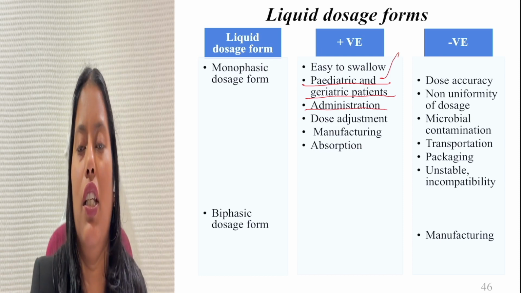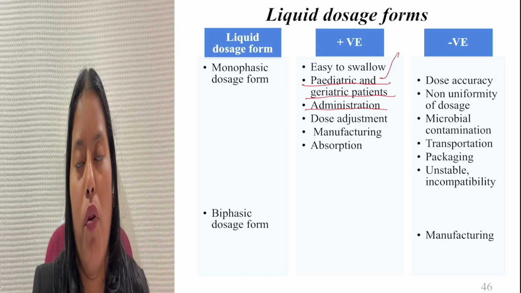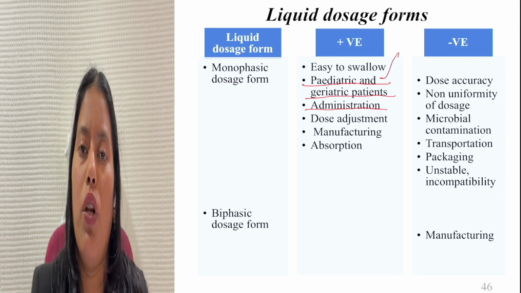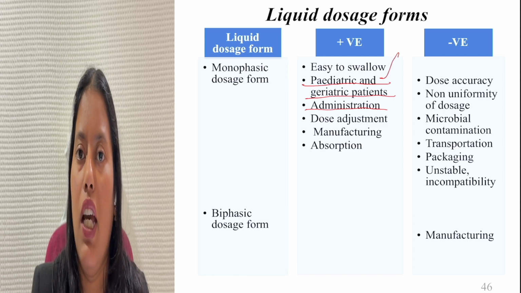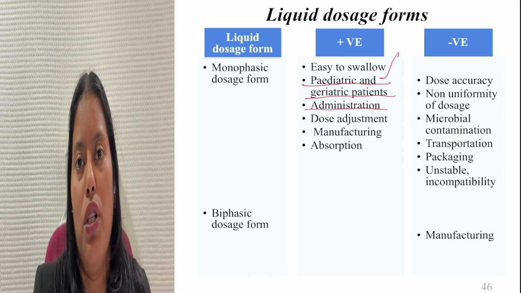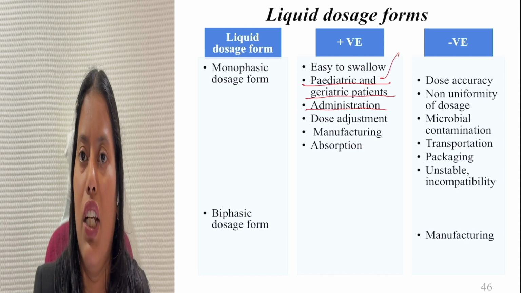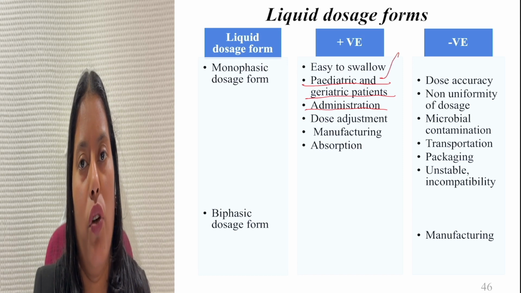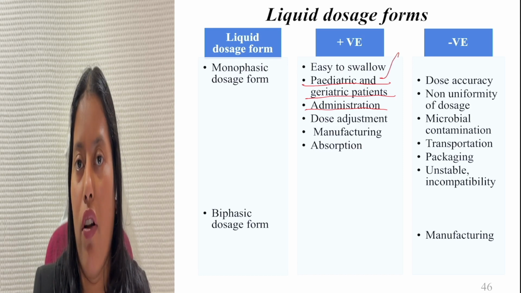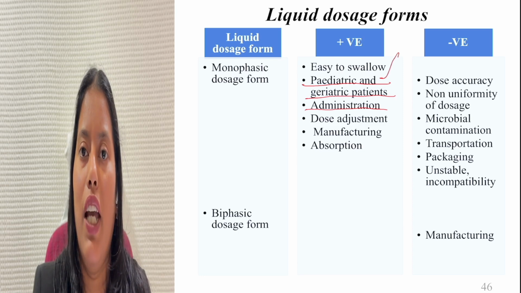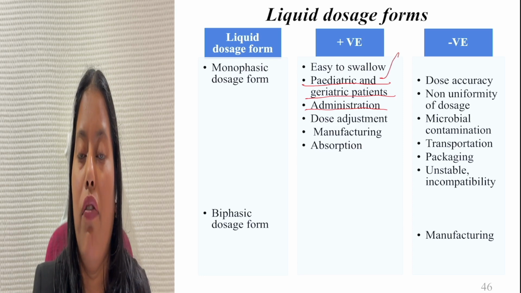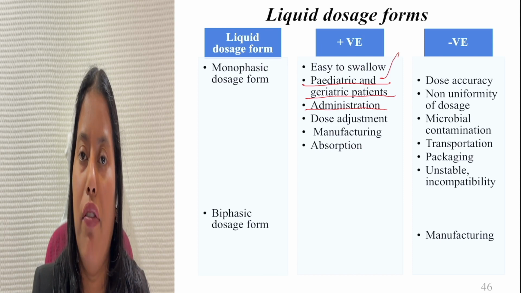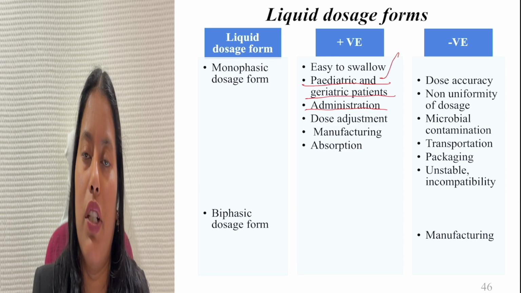Then administration. As you know, liquid dosage forms are conventional and convenient to administer. If it is oral, you have to give it into the oral cavity. If it is to be introduced into a body cavity, you just instill the drops into the eye, ear or nose. If it is for topical application, you apply it onto the skin or wherever applicable. So they are easy to administer, but the parenteral liquid dosage forms, which are injectable, have to be administered by a trained person.